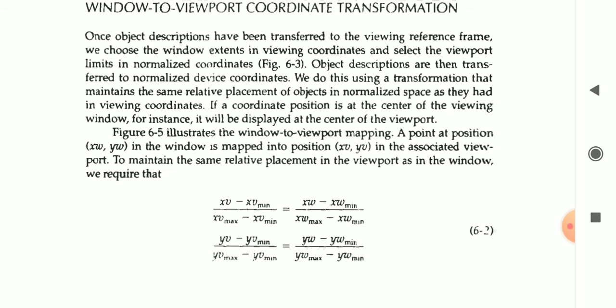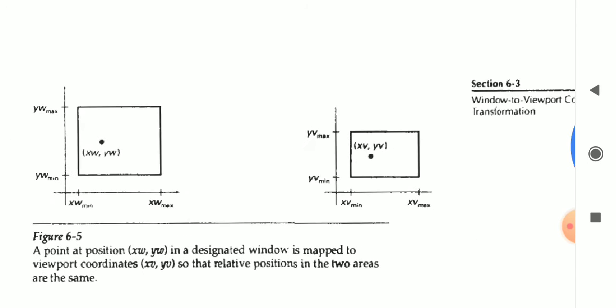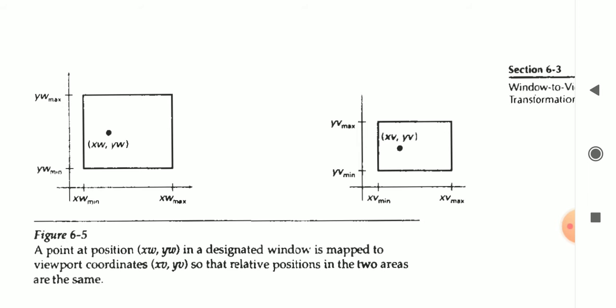Before understanding the concept, look at this diagram. The left side diagram shows a point in world coordinate. You can see x world minimum and maximum, y world minimum and maximum, and a point represented with world coordinates. The same point has been converted to view coordinate. What do you mean by view coordinate? The point drawn on a mobile screen, computer screen, or projector screen is based on this technique.